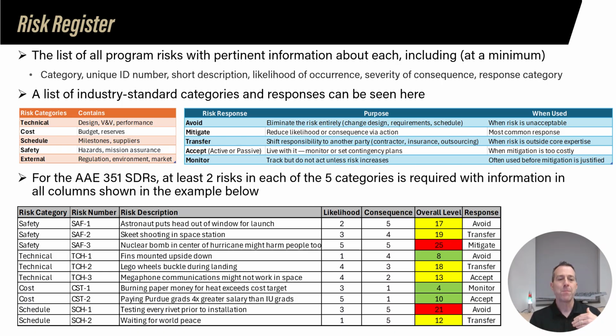So I do want to say, however, that on the risk register category, at least 2 risks in each of the 5 categories will be required, and with a minimum of the information that's shown on the columns of this table on this slide. So for all the risks on the risk register: what's the category, what's the unique ID, what's the description, likelihood, consequence, overall level, and response. So that's an example. It's kind of a silly example, but hey, why not? So that's the risk register.